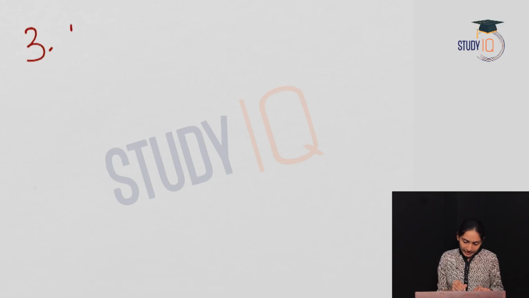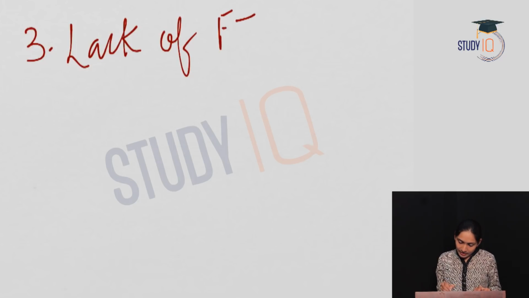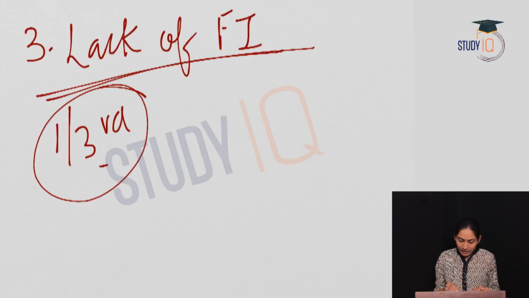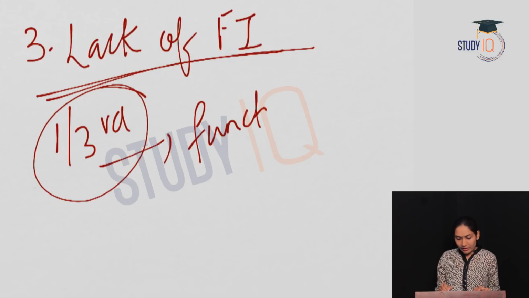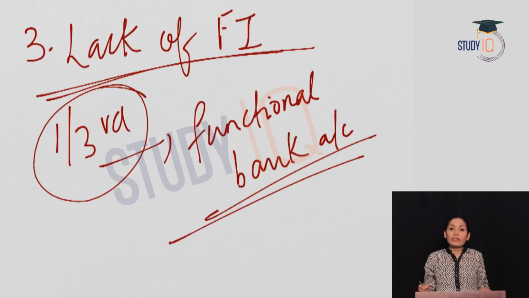Thirdly, the lack of financial inclusion is a major challenge in implementing universal basic income in our country. When we discussed the challenges in direct subsidies, we said that more than 1/3 of the Indian population does not have functional bank accounts. Even though they have bank accounts through various schemes like the Pradhan Mantri Jan Dhan Yojana, functional bank accounts are fewer. Implementing schemes like universal basic income would be difficult without functional bank accounts.